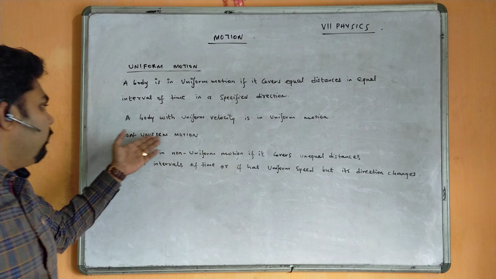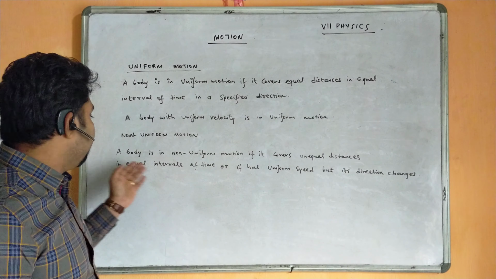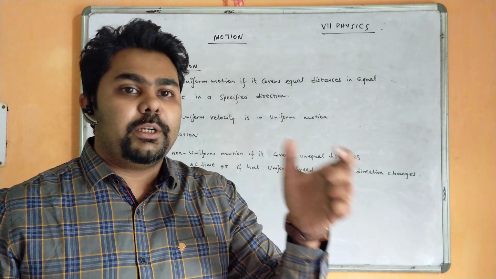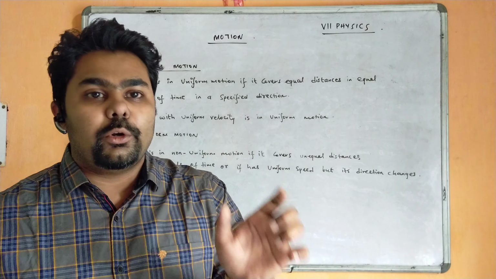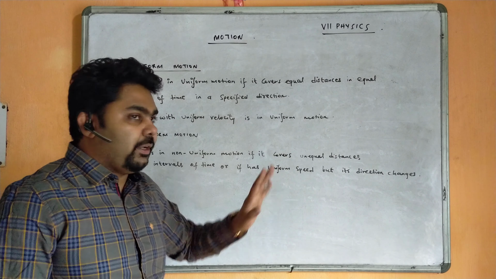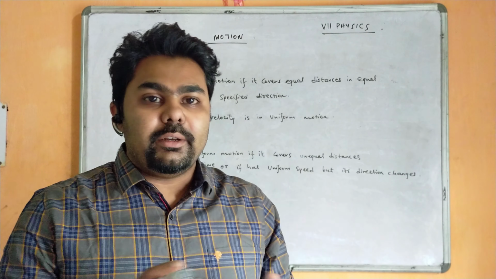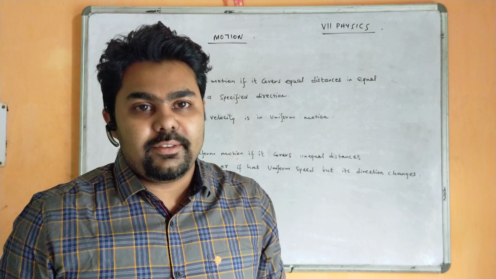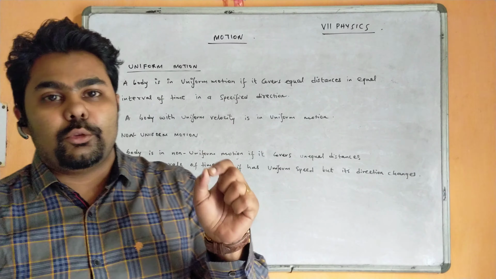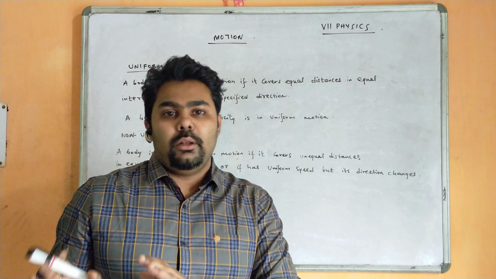But in case of non-uniform motion, a body is said to be non-uniform if it covers unequal distances in equal interval of time. If it is not covering equal distance in equal interval of time, then also we say that it is non-uniform motion. If that body has uniform speed, that means the speed is the same, that is it covers equal distance in equal interval of time, but its direction is not fixed, the direction is changing, then also we will say that it has non-uniform motion. That means the car is moving with non-uniform motion. Okay, so this is the basic difference between uniform motion and non-uniform motion.